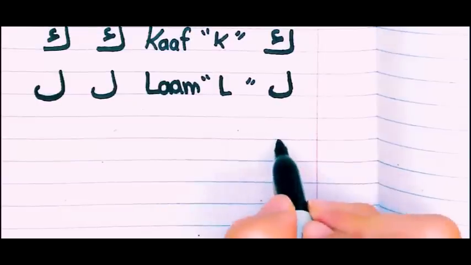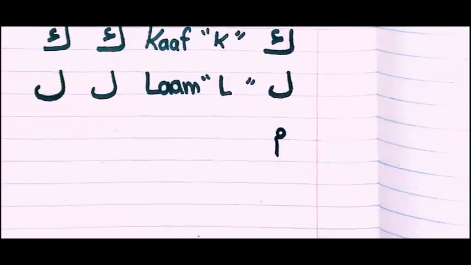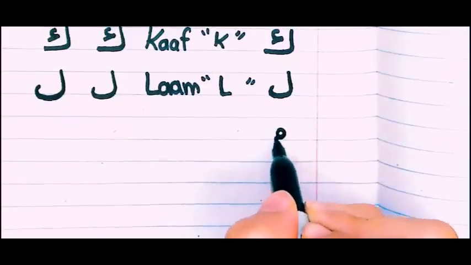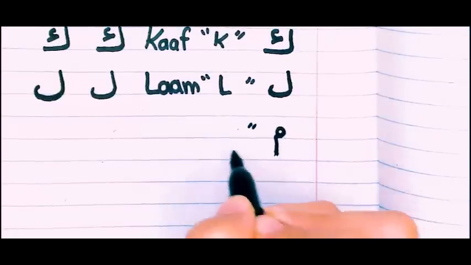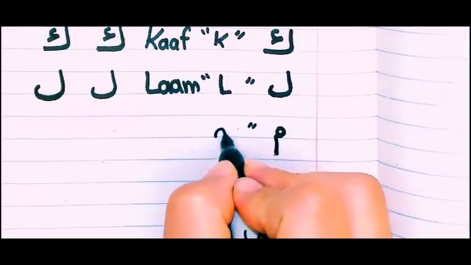Then we have meem. Meem, just a little circle and down. And that's similar to M.